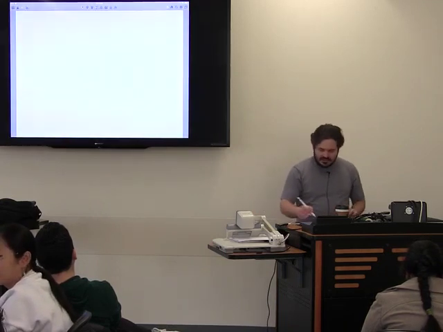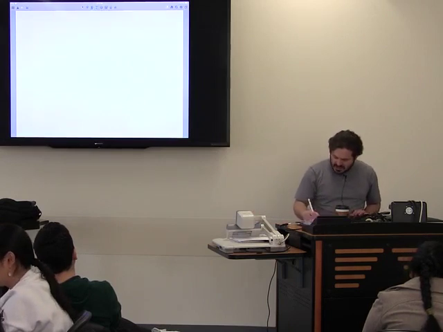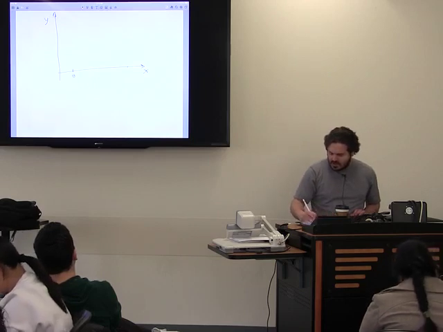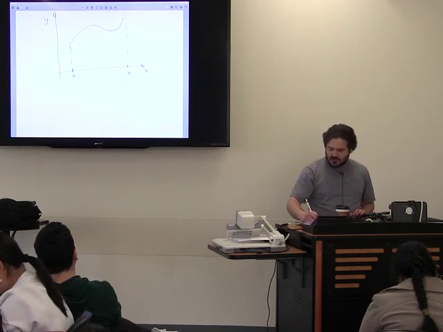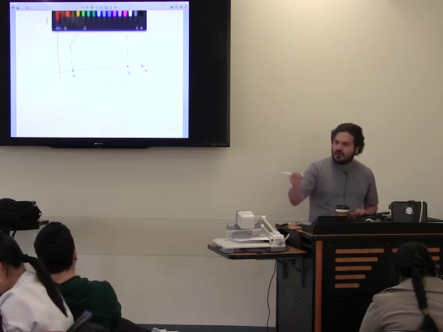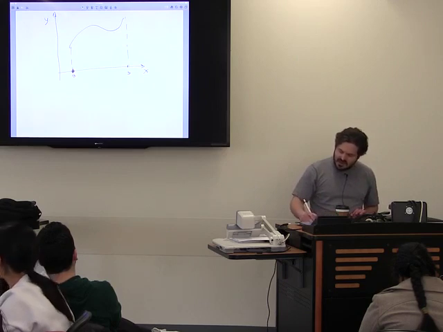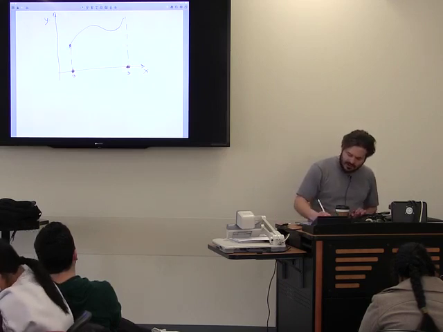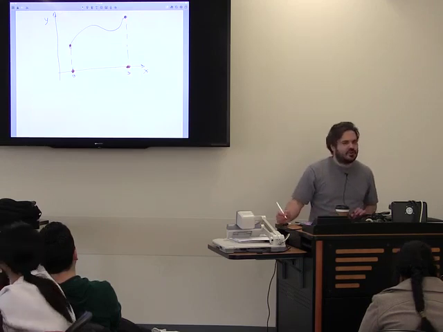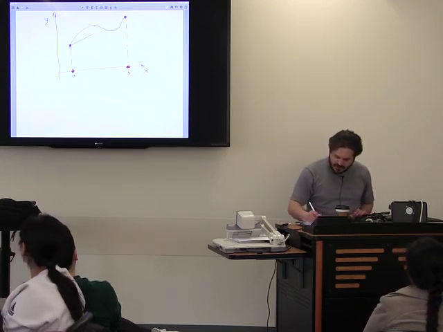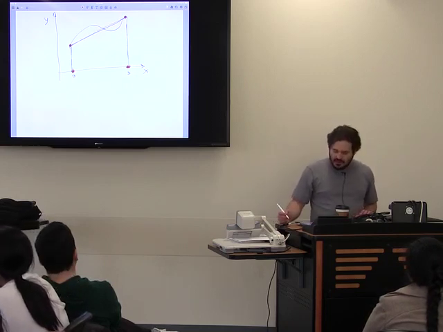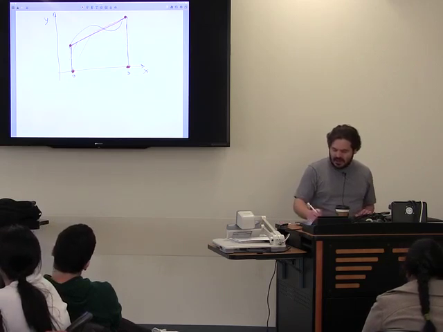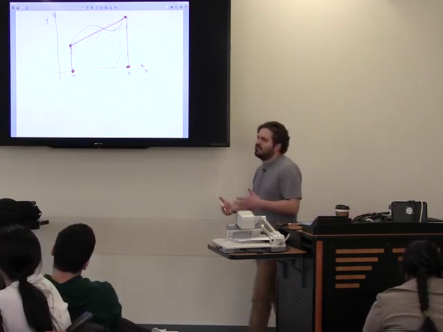Another quadrature rule is the trapezoid quadrature rule. Again, here's our x, here's our y, here's our a and our b, here's the function. The trapezoid quadrature rule has two nodes. One node is a, the other node is b. You evaluate the function here and there, and then you approximate the function as a line, and the area below the red line approximates the area below the black line.